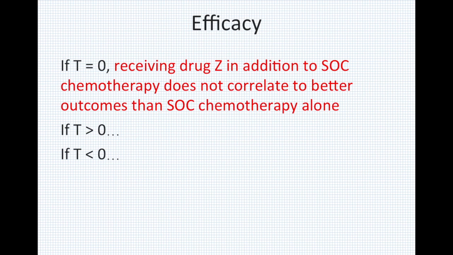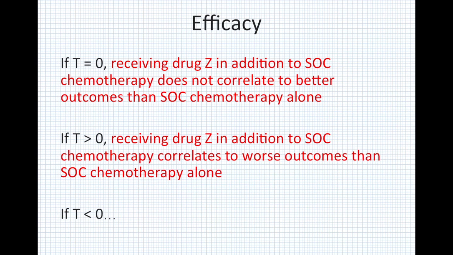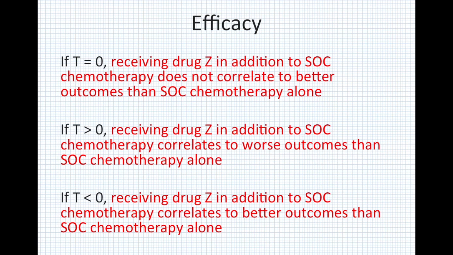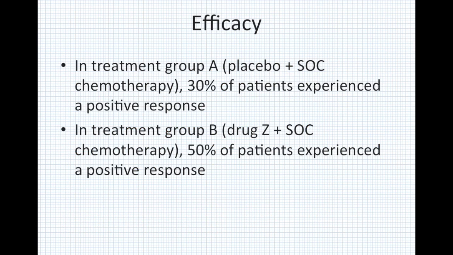If T equals 0, receiving drug Z in addition to standard of care chemotherapy does not correlate to better outcomes than standard of care chemotherapy alone. This is the null hypothesis. If T is greater than 0, receiving drug Z in addition to standard of care chemotherapy actually correlates to worse outcomes than standard of care chemotherapy alone. If T is less than 0, receiving drug Z in addition to standard of care chemotherapy correlates to better outcomes than standard of care chemotherapy alone.